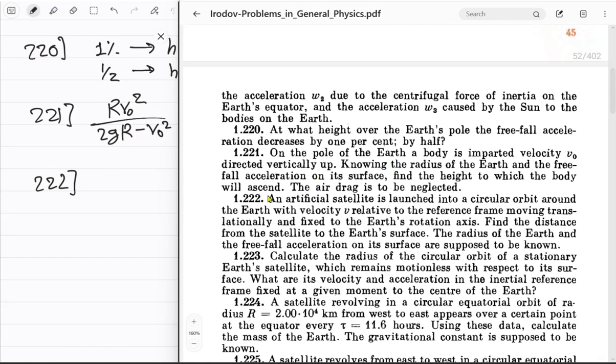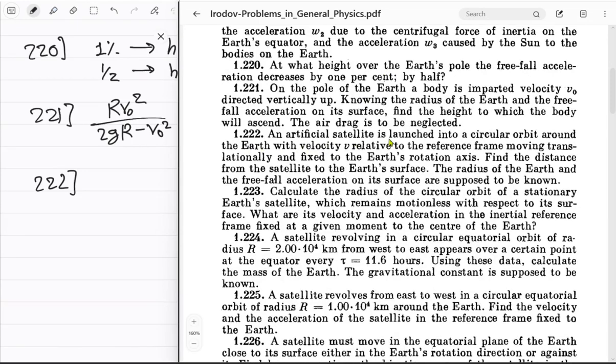Okay. So 222. An artificial satellite is launched into the circular orbit around the Earth with velocity something related to the reference frame moving translationally and fixed to the Earth's rotational axis. Reference frame moving translationally. What? Oh, okay, like that. Find a distance from the satellite to the Earth's surface. What? This is weird. Must be relative to the reference frame. Radius of Earth and free fall acceleration on its surface are supposed to be known.